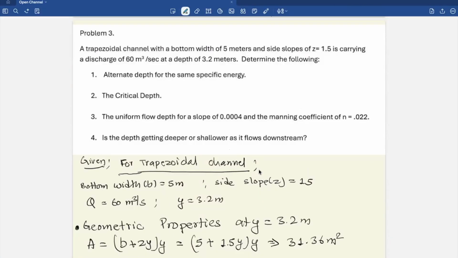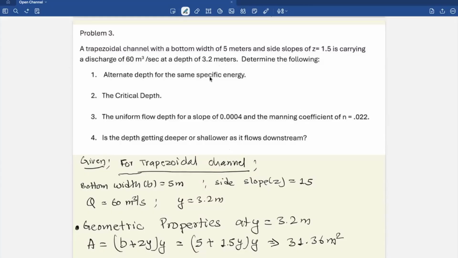So let us start problem 3. We are given a trapezoidal channel that has a bottom width of 5 meters, side slope equal to 1.5, that carries 60 cubic meters per second at a depth of 3.2 meters.